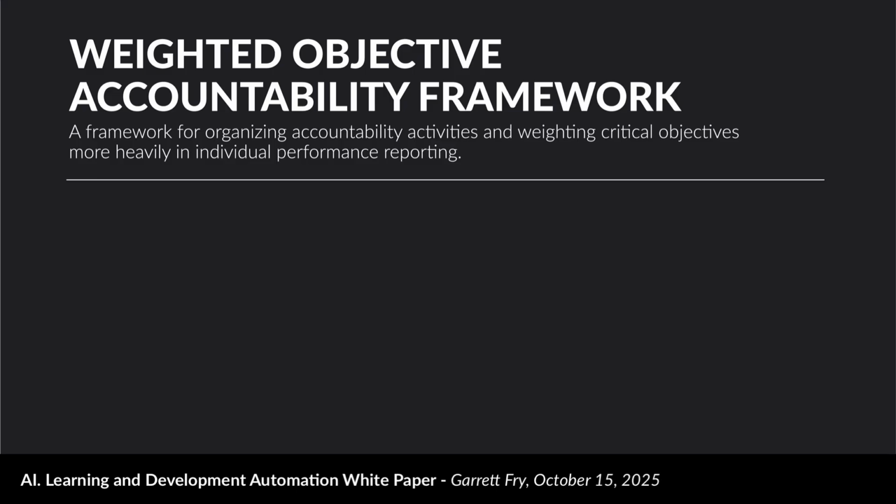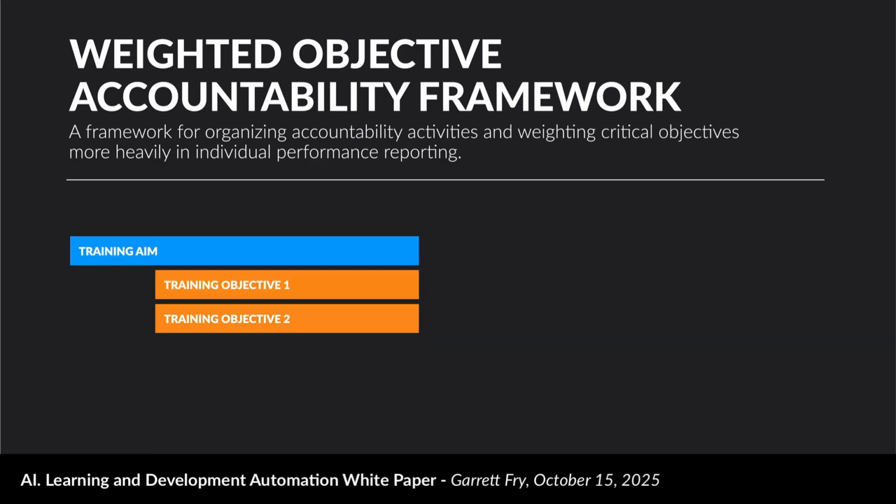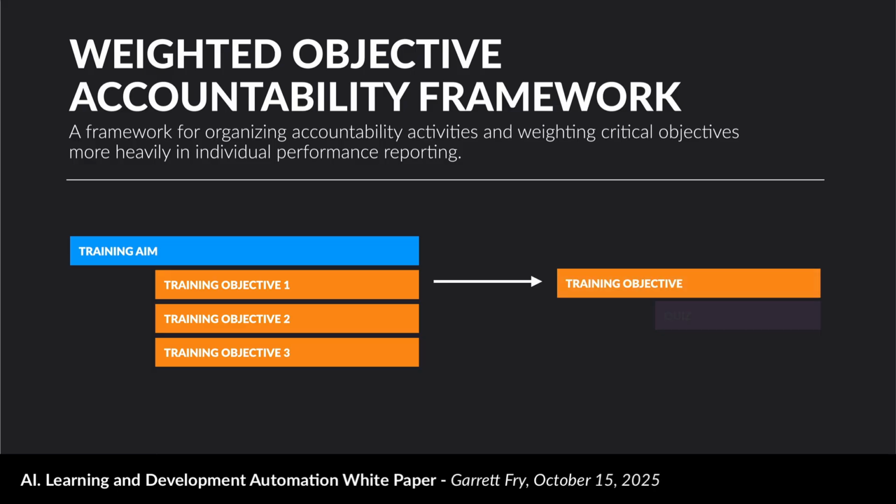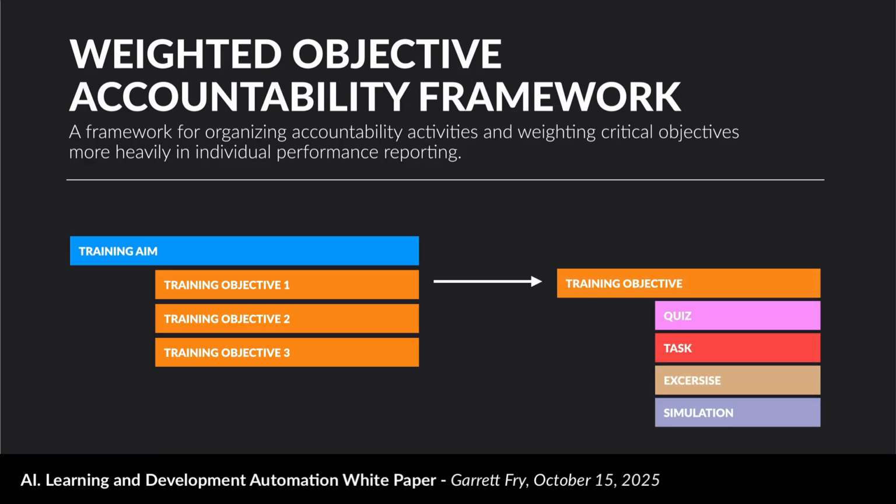The training aims and objectives is part of an accountability and reporting framework where you establish an overall goal for the training with a training aim and then define up to 3 specific measurable outcomes using Mager's ABCD model. Once you establish your training aims and objectives, you're going to go through the process of assigning these objectives accountability activities in the lesson planning phase.